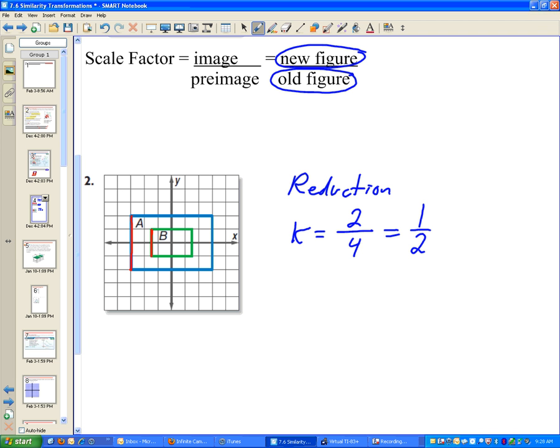Okay. Is it going to be easy to get the scale factor upside down? It is for me. I forget all the time. Is it new over old or old over new? It's new over old. Okay? New over old. So that's the new one. That's the old one. All right?